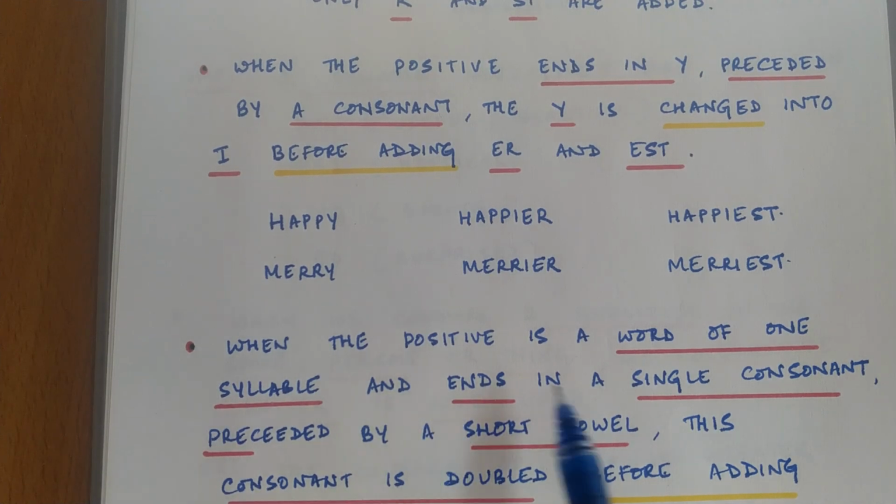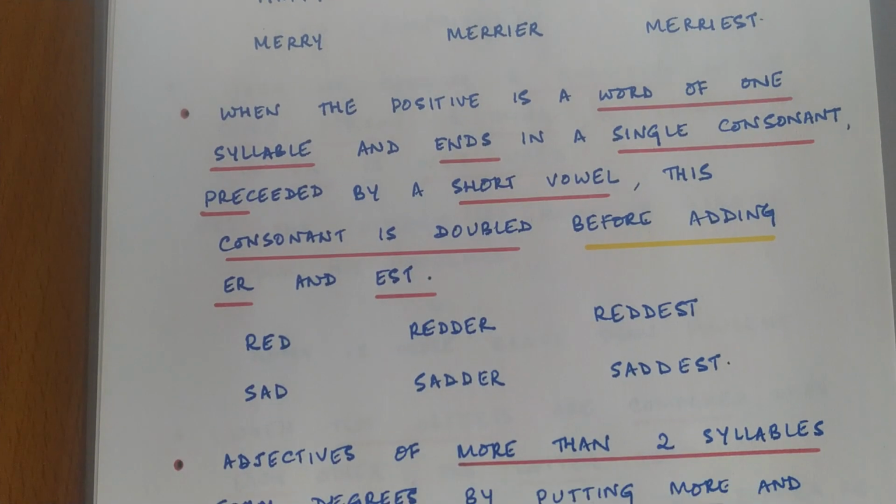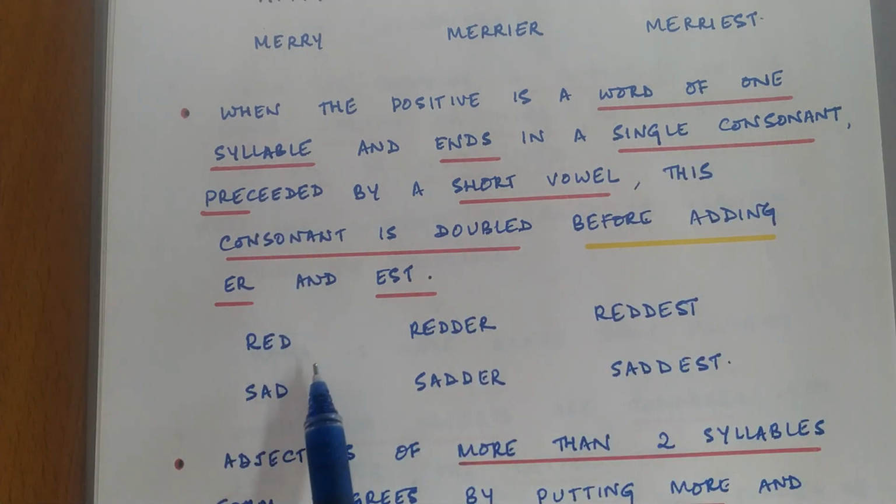Now when the positive is a word of one syllable and ends in a single consonant preceded, again coming before, by a short vowel, this consonant is doubled before adding er and est. That means, as you can see, the positive adjective red. Now, when the positive is a word of one syllable, only one syllable, and ends in a single consonant.